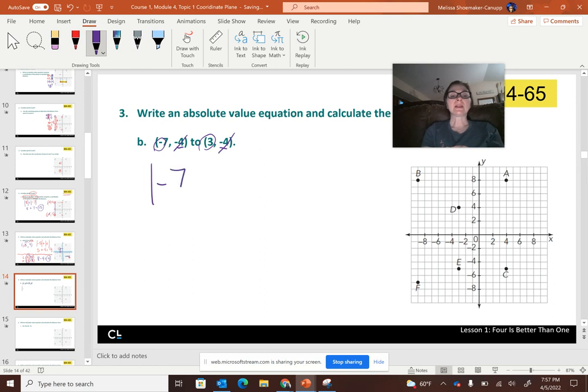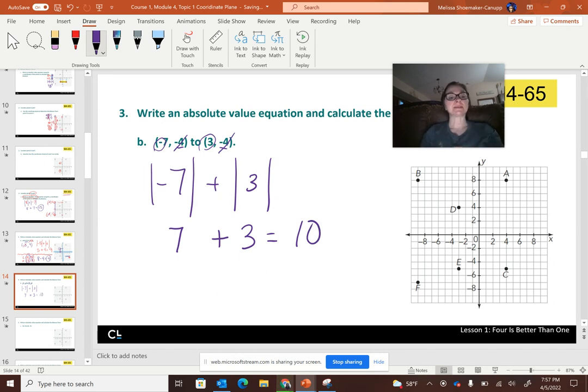So I know that I'm going to take the absolute value of -7. I'm going to add it to the absolute value of 3. I want to get the distance. The distance -7 is from 0 is 7. The distance 3 is from 0 is 3. I add those numbers together and I get 10.